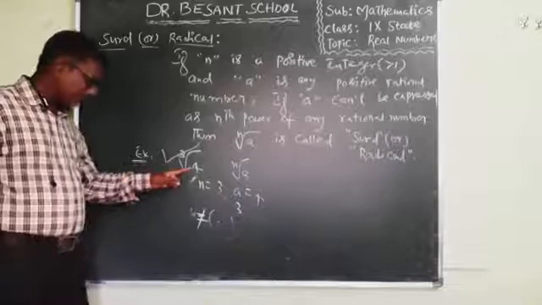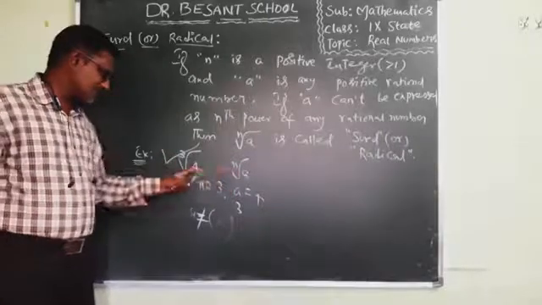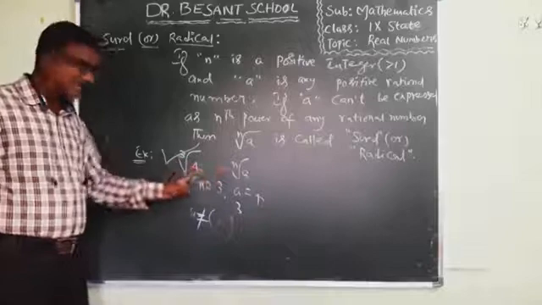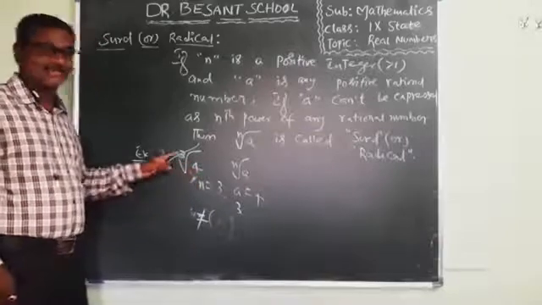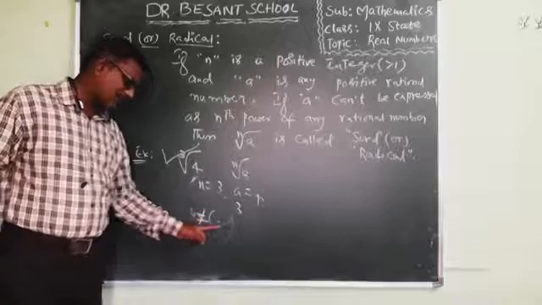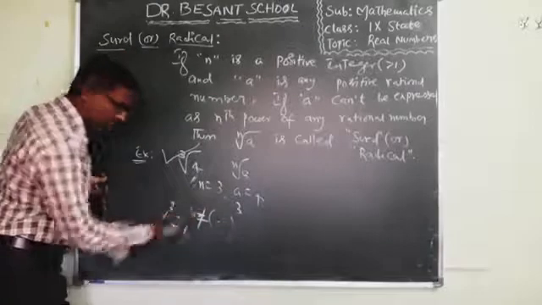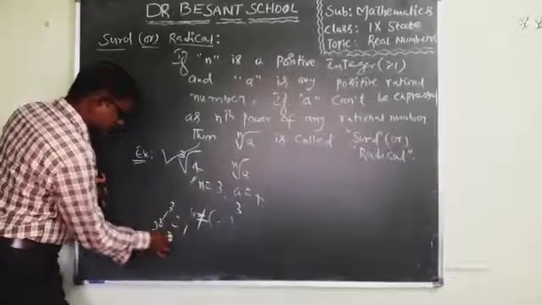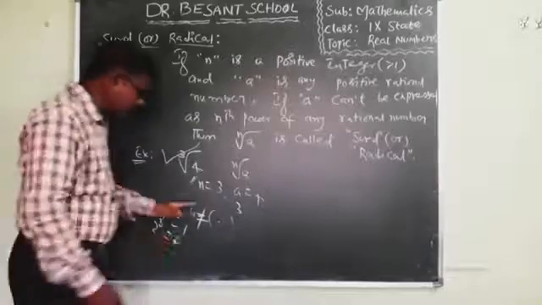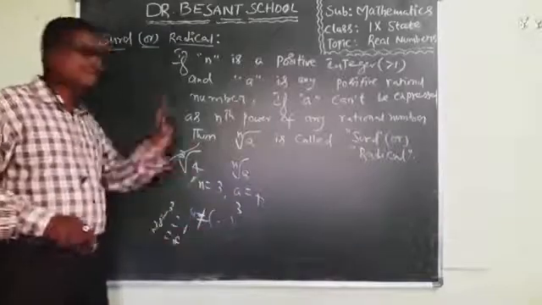In the cube root of 4, comparing with the nth root of a, n is equal to 3 and a is equal to 4. Clearly 4 cannot be written as the third power of a rational number. For example, 1 cube is equal to 1, not 4, and 2 cube is equal to 8, not 4. So that's why the cube root of 4 is a surd.